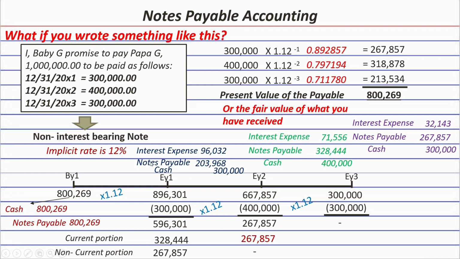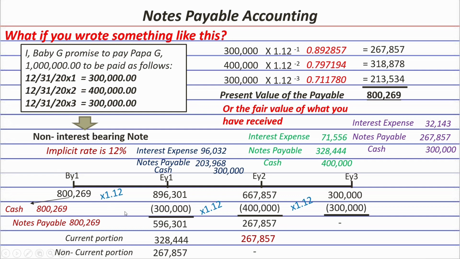And by the way, interest expenses could be extracted from these entries, or you can compare the before interest and the after interest balances. It's up to you. Okay? Another is that you can also get the discount by comparing the undiscounted amounts with the carrying amounts that we have here. Like in the beginning of year 1, the undiscounted amount is 1 million. And the initial amount that we recorded is 800,269. So you just have to compare it and get the difference, and you have the discount balance already.